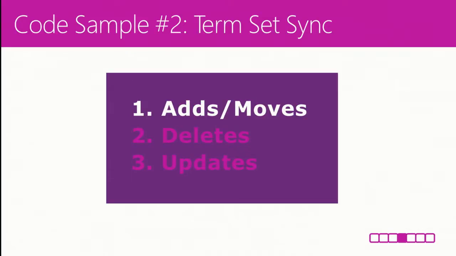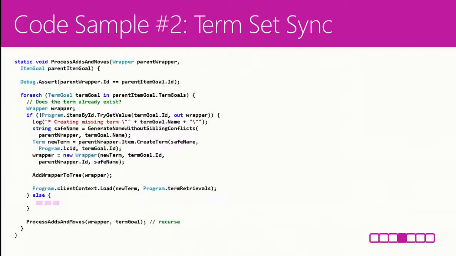It's not just academic. OK, so adds, moves, then deletes, then updates. This is what adds and moves looks like. It's a recursive method that is going through the XML, and at each level, it is looking at the item in the XML and asks, does the term already exist? And remember, I had called it term goal. So again, it's this idea that we're trying to get to a certain goal state where the taxonomy matches what was in the XML. So if it does not exist, then we create the missing term.